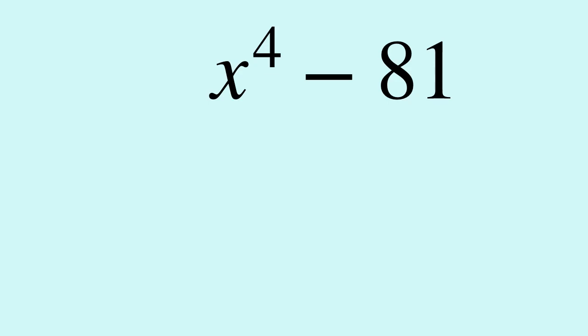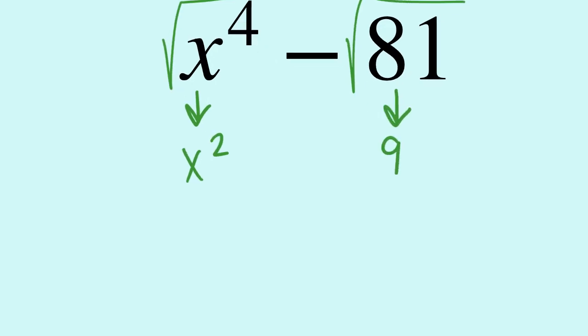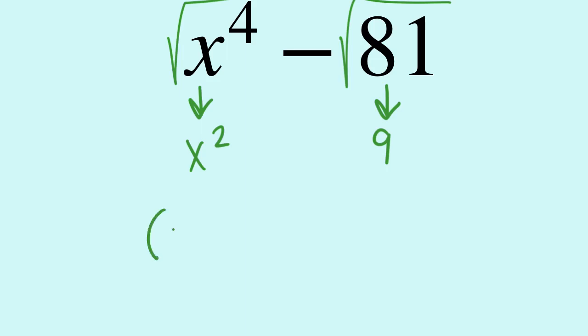So we're just going to go ahead and try to factor this one. Can I take the square root of this and this? And it looks like we can, right? The square root of x to the 4th would be x squared, and the square root of 81 is 9. So let's write out our factors here. We would have x squared plus 9 and x squared minus 9.